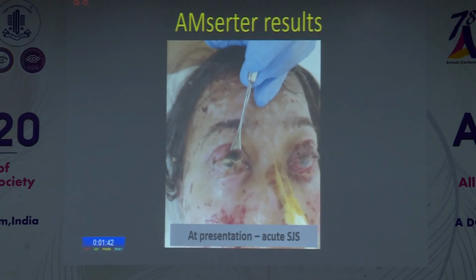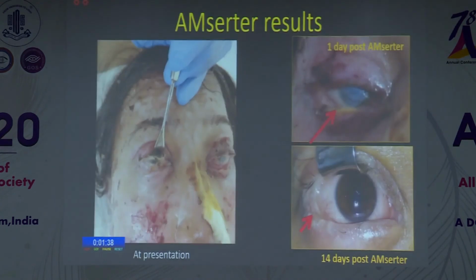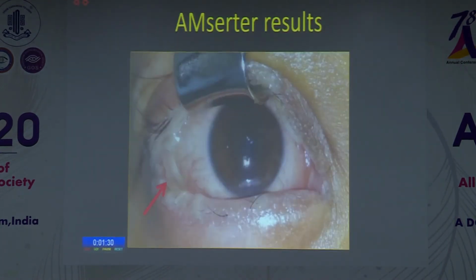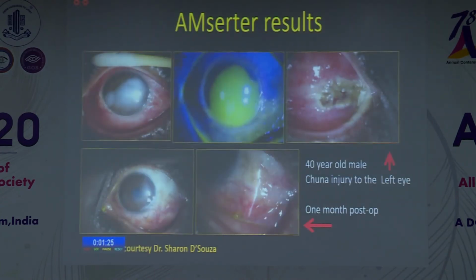So presenting a few results, this is a young child with Stevens-Johnson syndrome affecting both eyes. And this is the first post-op day and the 14th post-op day. You can see the red arrow shows the presence of the amniotic membrane, and these are the results at 14 days. This is another case of acute chemical injury in which there was a conjunctival ischemia which was debrided and amniotic membrane placed with the Amserter, and you can see the result.